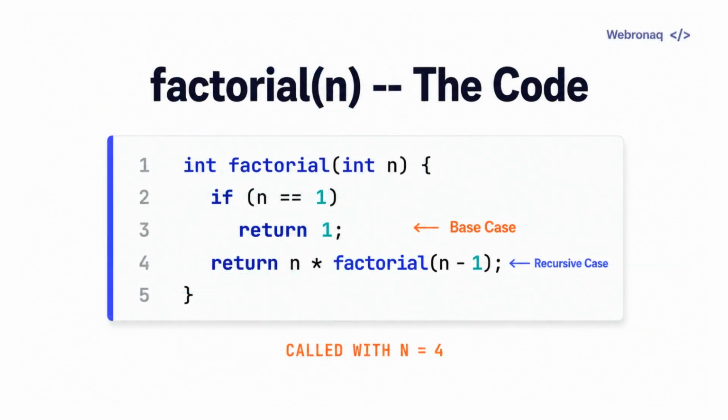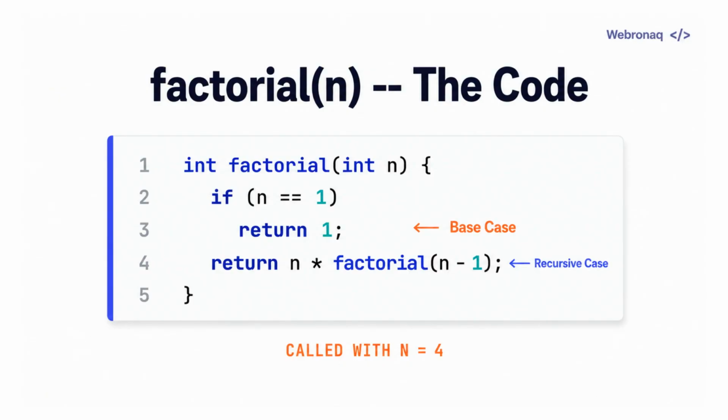Let me show you the function we will trace through the rest of this video. It is a classic, computing a factorial. The function is called factorial, and it takes one integer parameter named n. Line 2 is the base case. If n is equal to 1, return 1 immediately. That is the exit condition. Without it, the function would call itself forever.